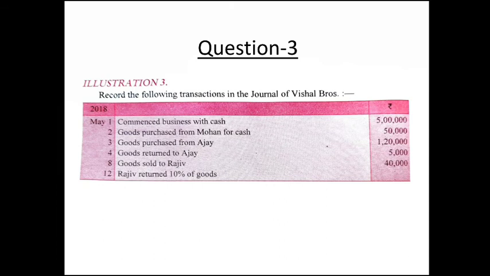Goods purchased from Mohan for cash 50,000. Goods purchased from Ajay 1,20,000. Goods returned to Ajay 5,000. Goods sold to Rajiv 40,000 and Rajiv returned 10% of the goods.